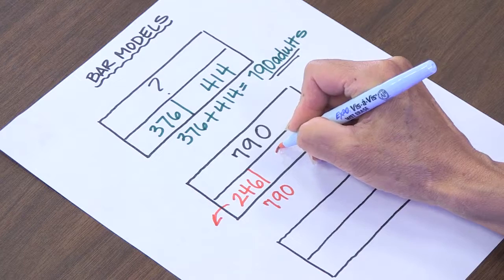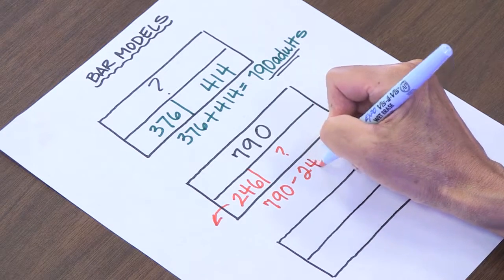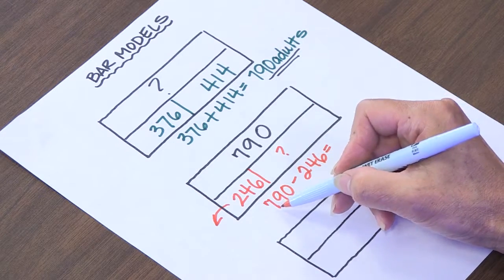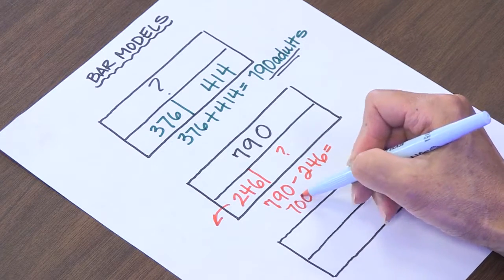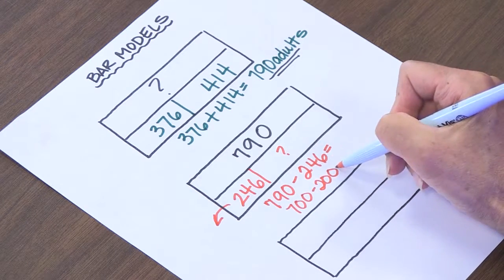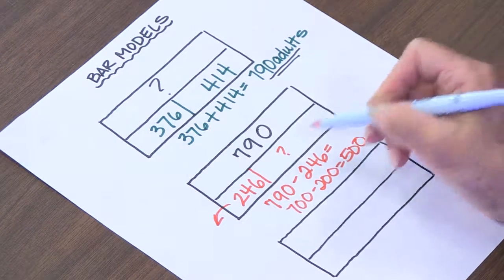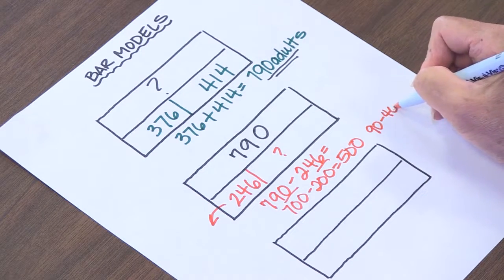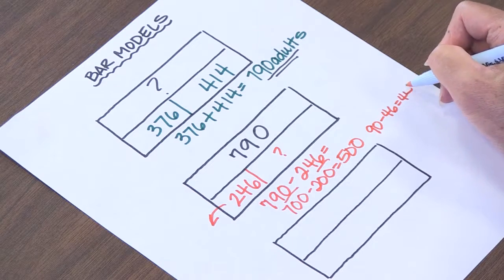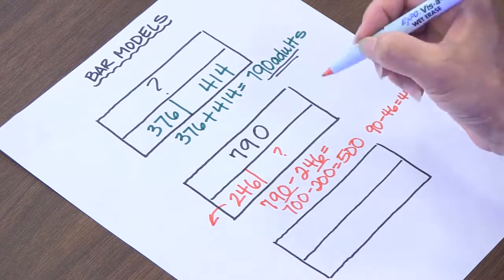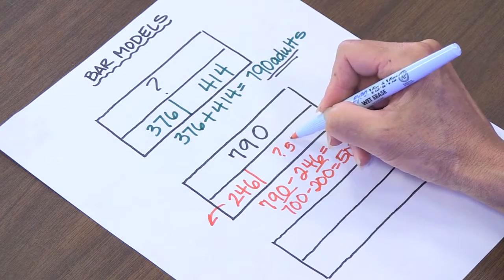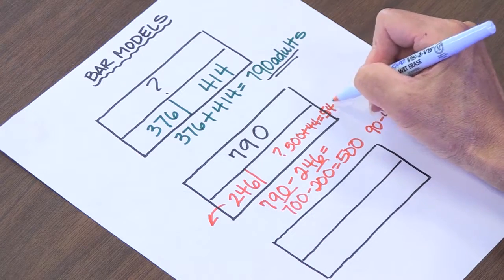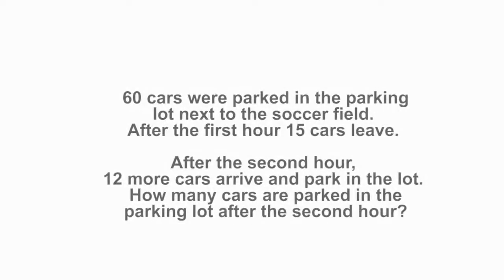790 adults minus the 246 kids equals, if I do some quick math, I'm going to say 700 minus 200 equals 500, and 90 minus 46 equals 44. So the total number of kids will be 500 plus 44, or 544. Let's try one more.